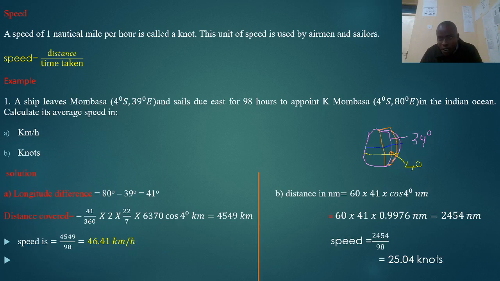Remember this point K is to the east of this point, so the time here is ahead of the time here. So you calculate the average speed in kilometers per hour and in knots. You realize they are on the same latitude of 4 degrees. So we need to find the longitude difference: 80 east minus 39 east, which gives you 41 degrees.